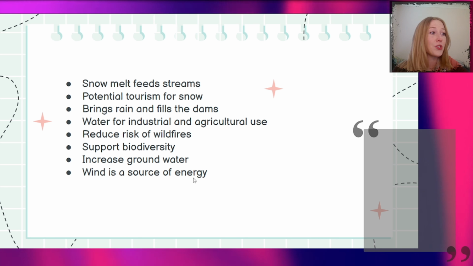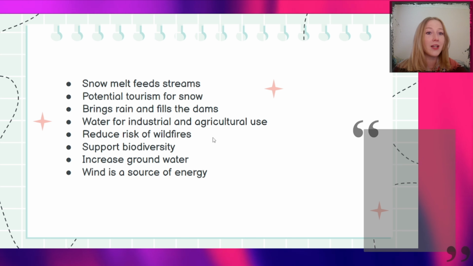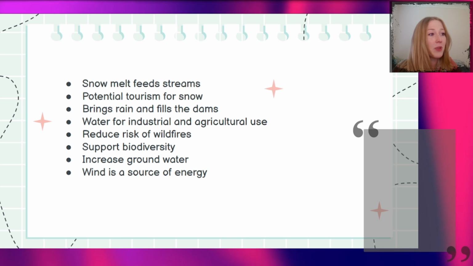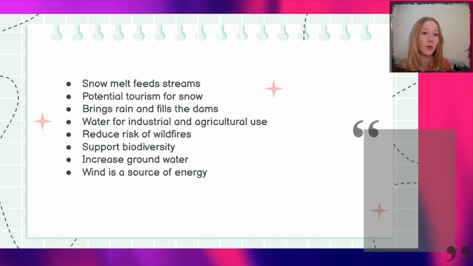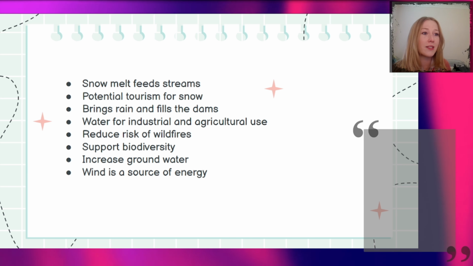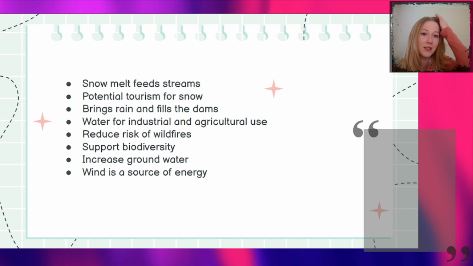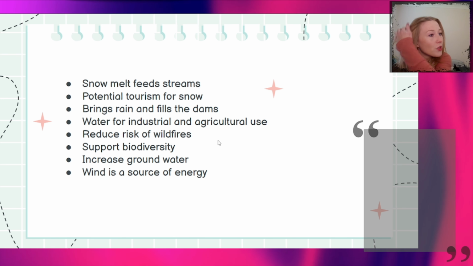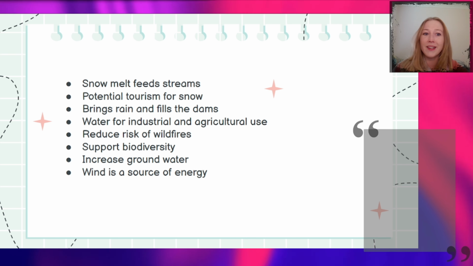We also see reduced risk of wildfires. It supports biodiversity. So all of that lovely ecosystems and flora and fauna that we see in the Western Cape, that exists because of the cold fronts. Otherwise, the Western Cape is near a cold ocean current, which would mean quite dry, desert-like ecosystems. But fortunately, because of the cold fronts and the mid-latitude cyclones, it brings in a lot of rainfall. Increased reserves of groundwater, and the wind can also be a source of clean energy.